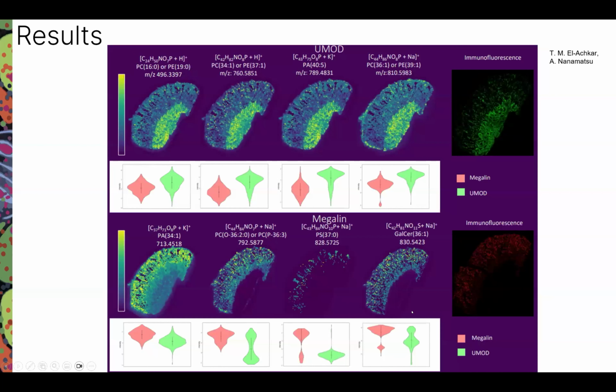And so moving on to results, we started testing and validating this workflow using kidney data, since it only had 2 channels, and we were able to identify these specific lipids in these corresponding regions of uromodulin and megalin. And you can see our findings here supported by the violin plots.